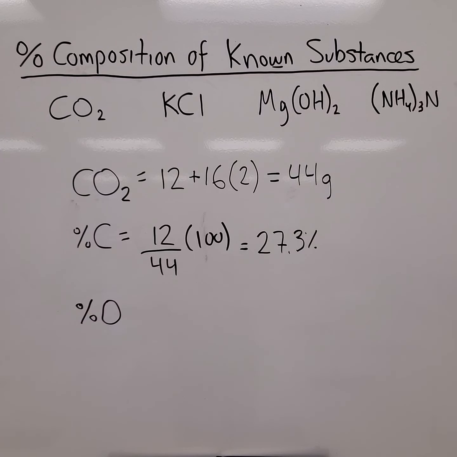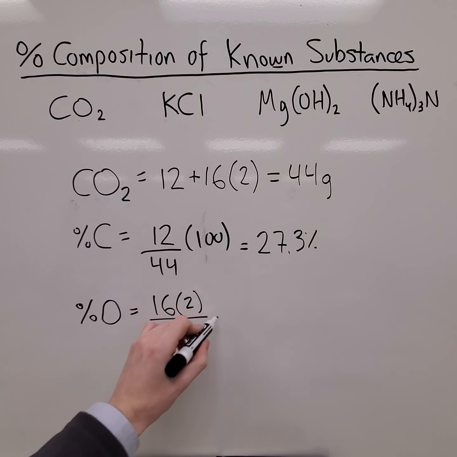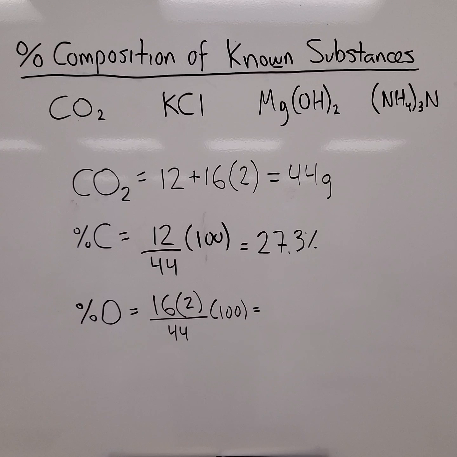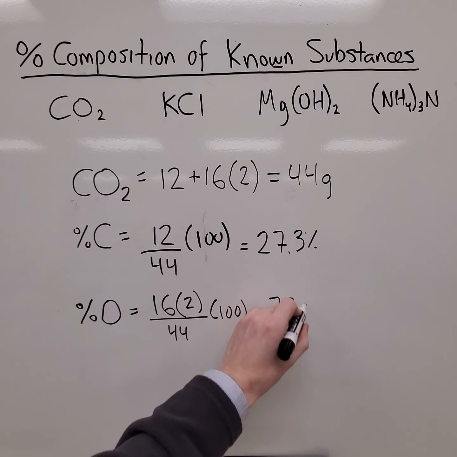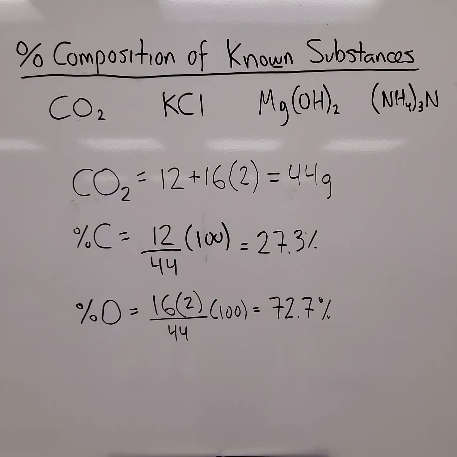We're going to repeat this procedure for oxygen, but you don't really have to because there's only 2 elements here. And you know that all percents add up to 100. But let's do it anyway. And we get 72.3. Sorry, 72.7. And that's it. We're done with CO2. CO2 is 27.3% C and 72.7% O.